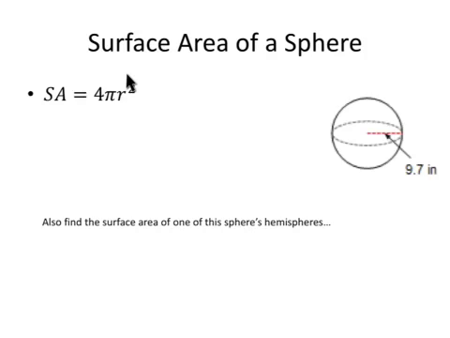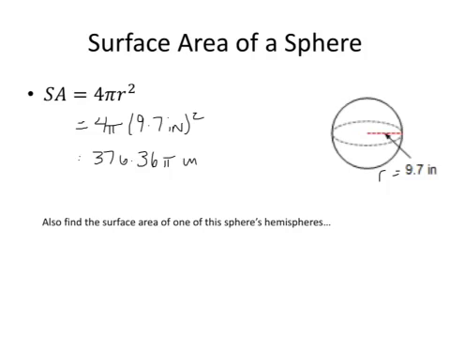Here we have a radius of 9.7 inches. So our surface area will be 4 pi times 9.7 inches squared, which gives us a total of 376.36 pi inches squared.